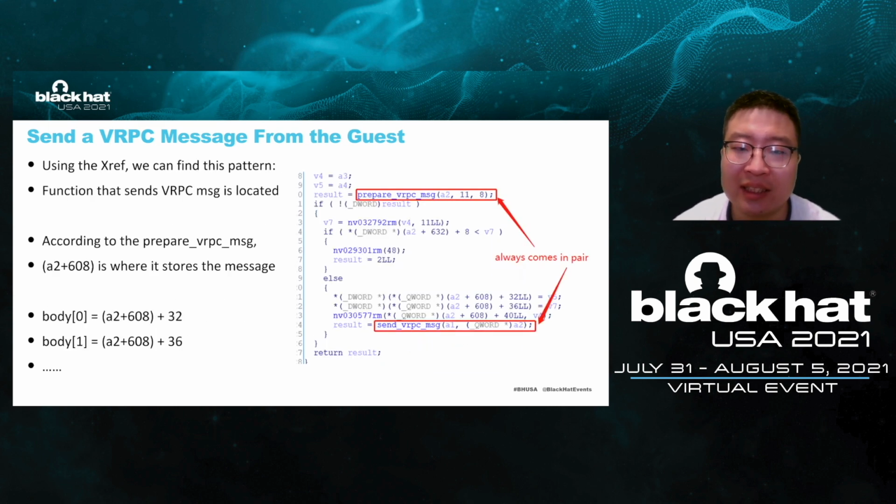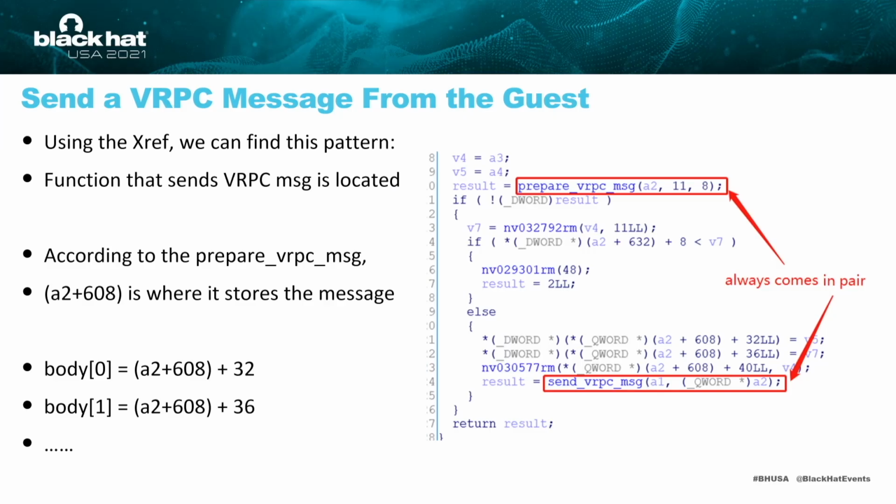And interestingly, we found that there are two functions that always appear in pairs. So based on intuition, we can guess that the second function is used to send a vRPC message. The picture on the right shows the renamed functions. The code in between the two functions is obviously filling the vRPC body with specific values. And here, A2 plus 608 plus 32 represents the data field of the vRPC body with index 0, and 36 means the data field of body index 1, and so on.